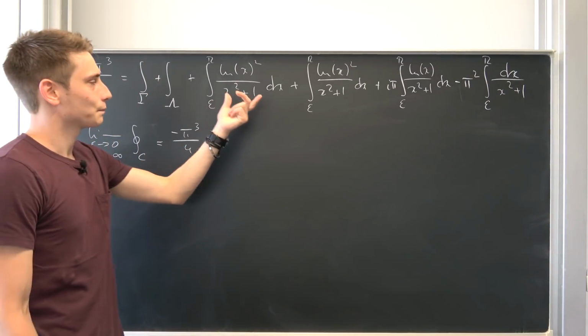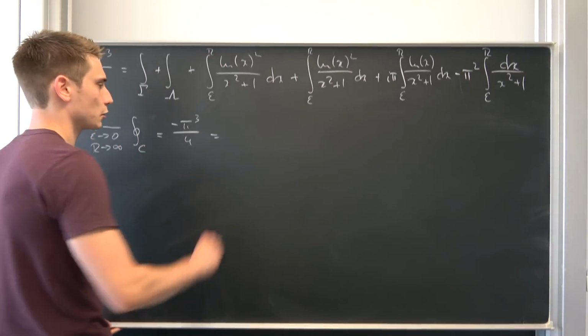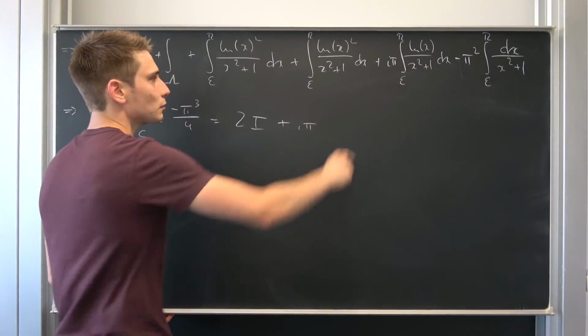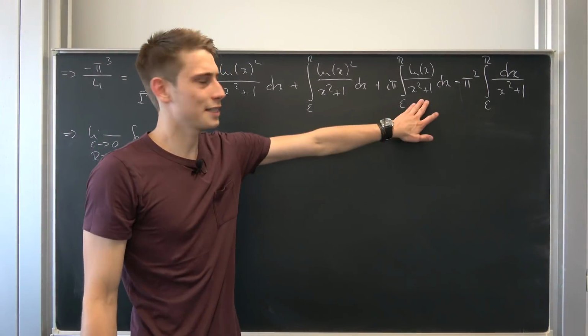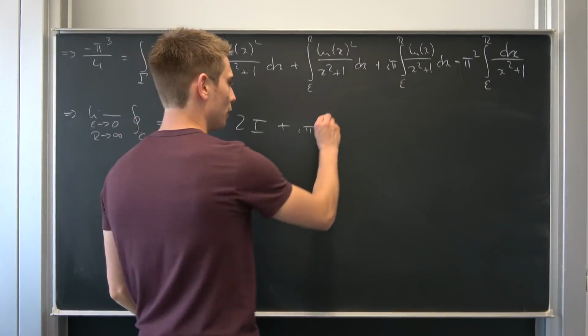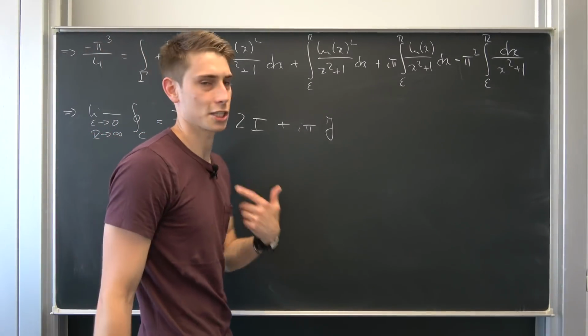But if we let epsilon approach 0 and r infinity, that's just our original integral I. So we have 2 times I plus I times pi, and this one doesn't really concern us. We are just going to call it j now. It doesn't really matter. So this is just j, like Jens the mathematical meme guy, this is probably me.